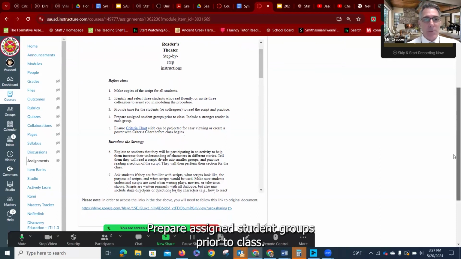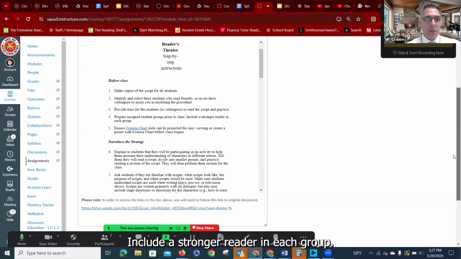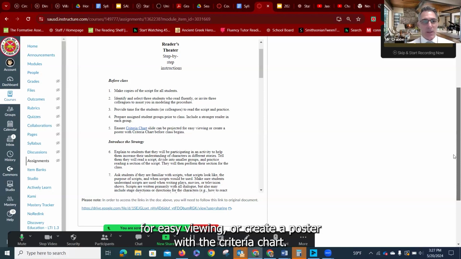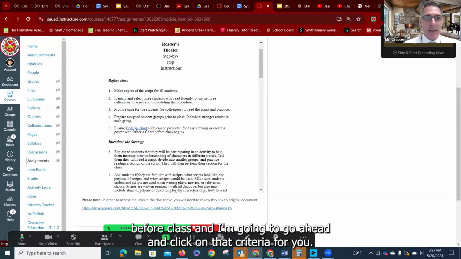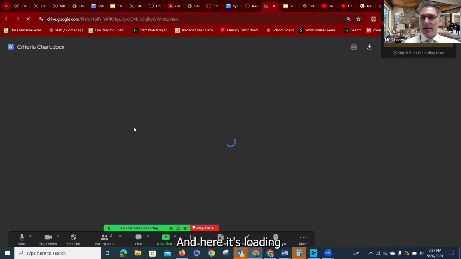Prepare assigned student groups prior to class. Include a stronger reader in each group. Ensure that criteria chart slide can be projected for easy viewing, or create a poster with the criteria chart before class. And I'm going to go ahead and click on that criteria chart for you. And here it's loading.